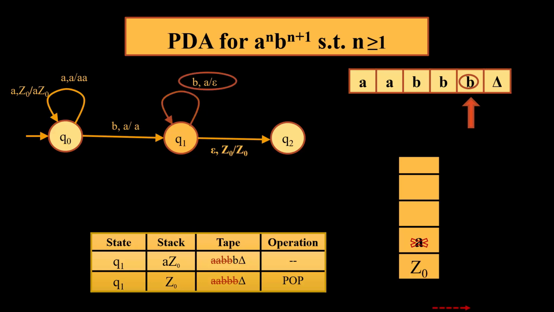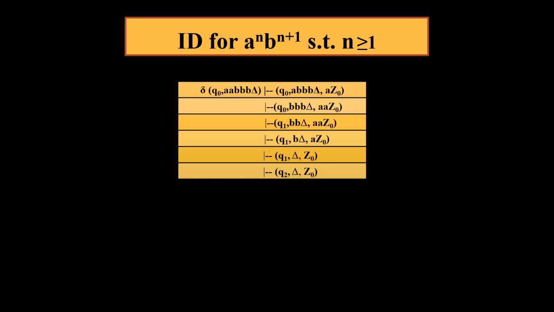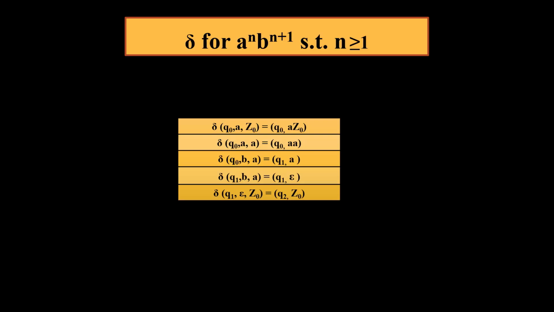Now we perform a pop operation. Now the stack is empty. When the stack is empty, the tape is also empty. So we have an accept state for a^n b^(n+1). So this is how we have a state change from q1 to q2. This is the ID, the instantaneous description as we call it, for a^n b^(n+1), corresponding to the example which was given in the previous slides. And this is the transition for a^n b^(n+1) such that n is greater than or equal to 1.